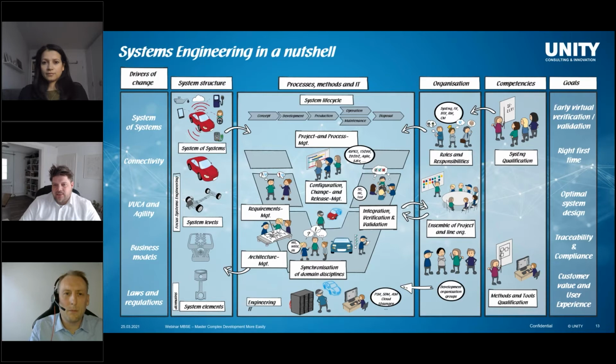Nevertheless, having a structure and process and methods in IT is nothing without an organization and competencies with your people. So in the end, it's all about getting your people to use the systematics and employ it. So you have to have some organizational homework for roles and responsibilities and so on, and you of course have to cater for the competencies needed, right? So systems engineering qualification as well as methods and tool qualification.